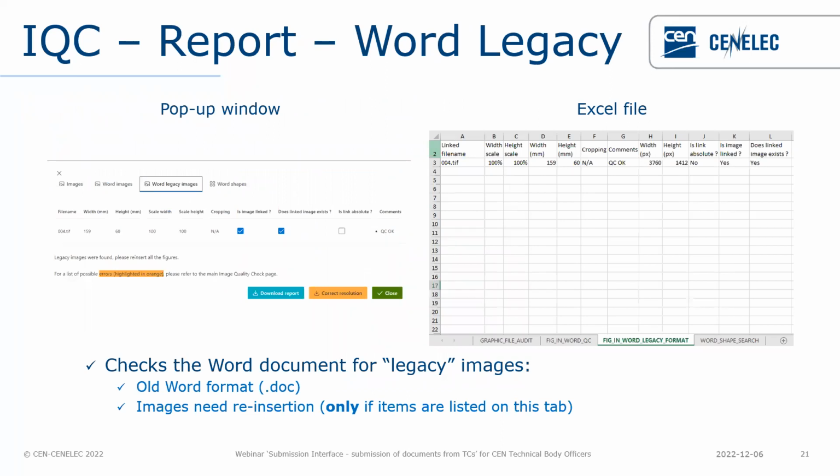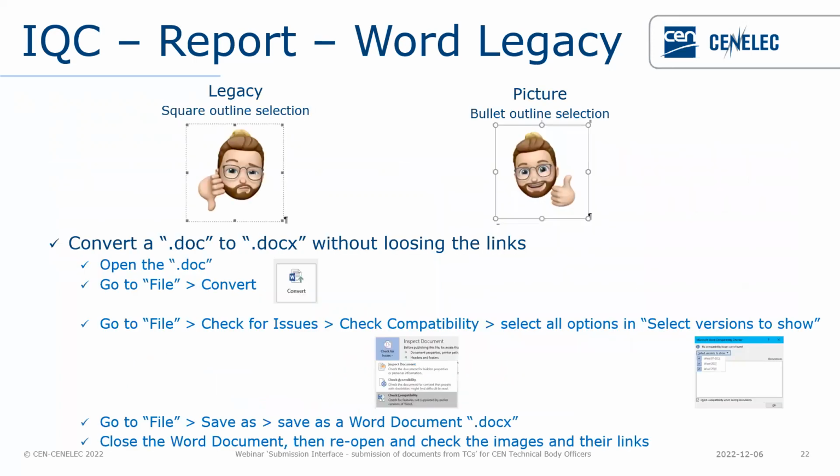The third tab that the IQC will be analyzing would be for Word legacy images. The legacy images format is coming from old Word documents, so .doc. Those legacy formats are not tolerated anymore, and there is a way to transform them. But first, let's see how we can identify them. When you select those figures, on the left side, you have a legacy image, where you have the square outline selection, and on the right side, you do have the bullet outline selection.